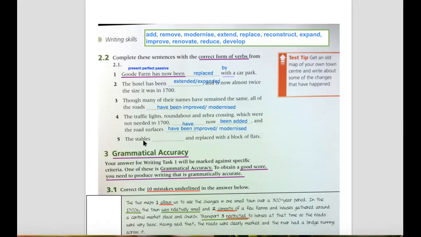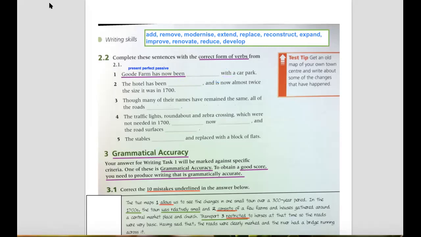Okay, last one, number 5, the stables, something and replaced with. So if it's replaced with something, it needs to be removed first. So again, have been removed. Okay, so if you got any of these wrong, maybe you need to just have a look at the definitions again of these words and just practice using this tense.